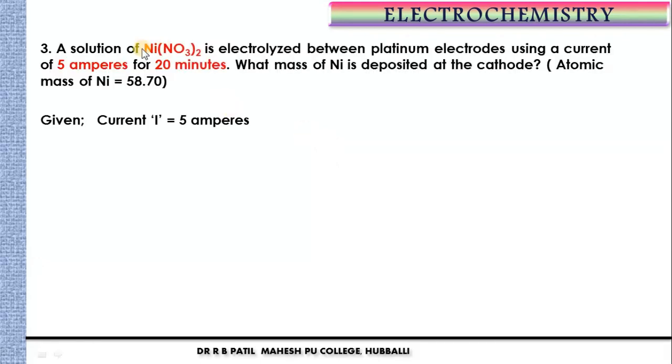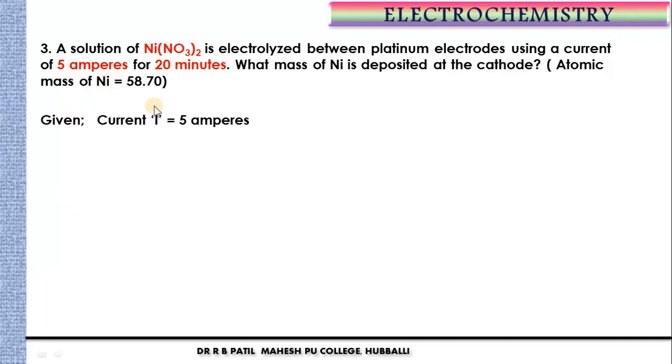Now let us see the next question. A solution of nickel nitrate is electrolyzed between platinum electrodes using a current of 5 amperes for 20 minutes. What mass of nickel is deposited at the cathode? They have even given the atomic mass of nickel also. Okay, let us write down what they have given.